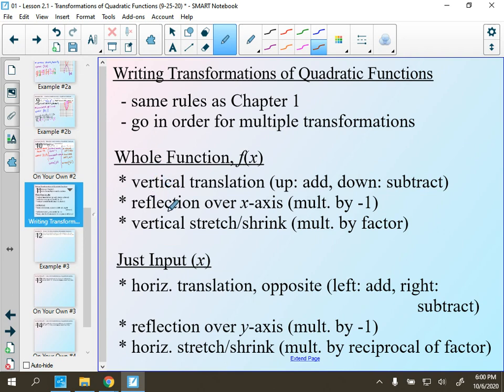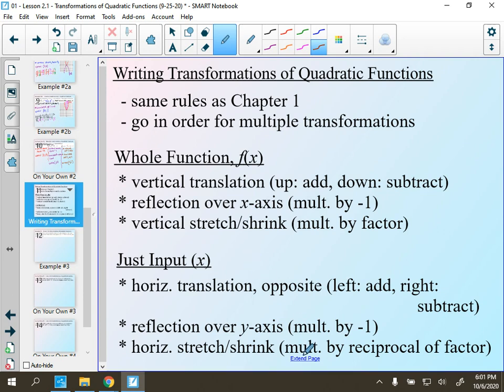These are the whole function transformations. If I want to vertically translate something, I add or subtract directly to the function. If I want to reflect over the x-axis, I multiply the whole function by -1. And if I want to vertically stretch or shrink the function, I multiply the whole function by whatever that factor is. I want to shrink it by 1/2, multiply everything by 1/2.